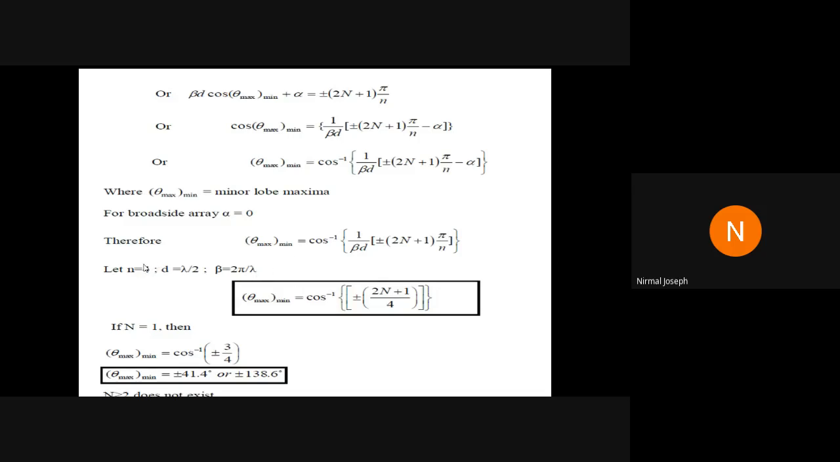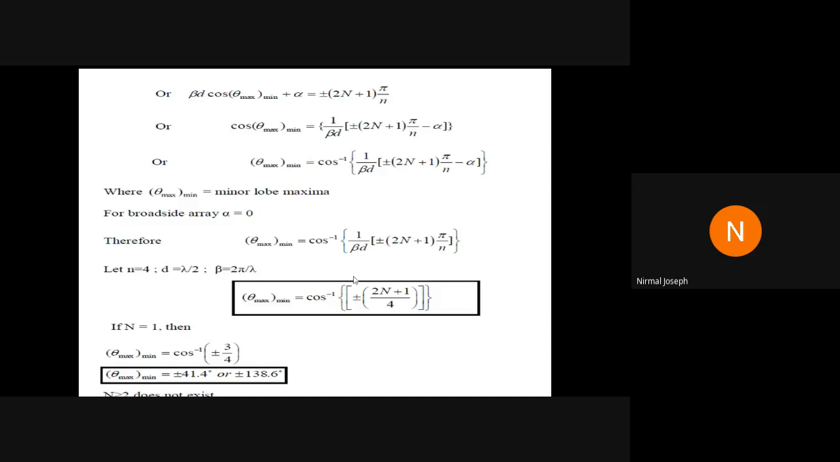So what will be the result? Substituting n is equal to 4, d is equal to lambda by 2, and beta is equal to 2 pi by lambda, what will be the result? Theta maximum of minor lobe is equal to cos inverse of (2n plus 1) divided by 4. Okay, this will be the final equation. Now what we can do? We can substitute each value for n. Okay, n equal to 0 corresponds to the major lobe, that we already know. There is no need to put it, or that is beyond the scope. N equal to 0, we should not put.